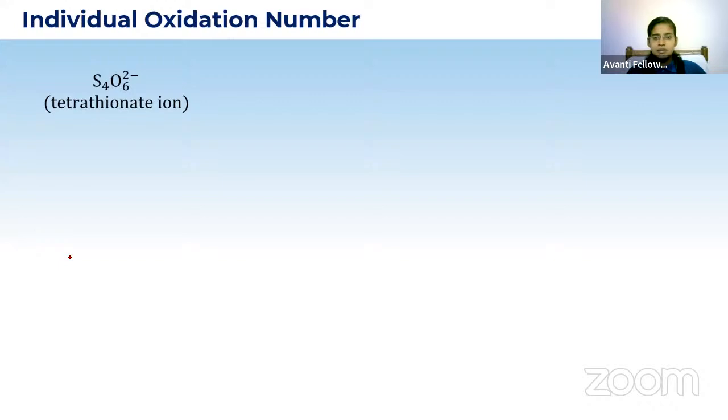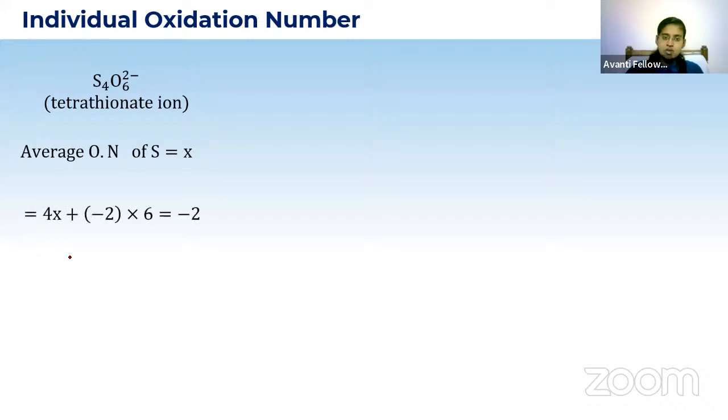Let me take the oxidation number of sulfur as x. We have 4 sulfur and 6 oxygen. Each oxygen carries -2 charge, right? So it is 4x plus (-2) into 6, which is equal to -2. This -2 is nothing but the charge of the ion. If you solve this, you will get the x value as 2.5. So the average oxidation number of sulfur is not 4 or 6, it is 2.5.